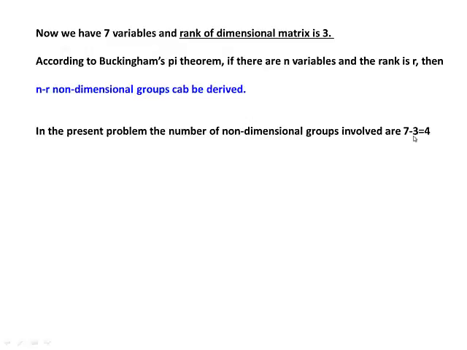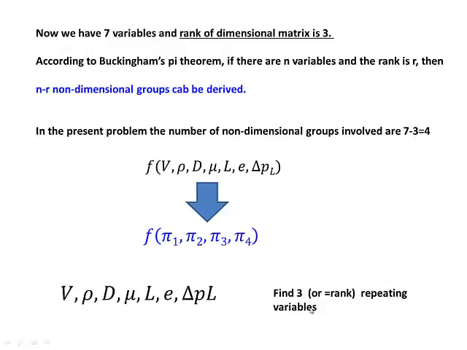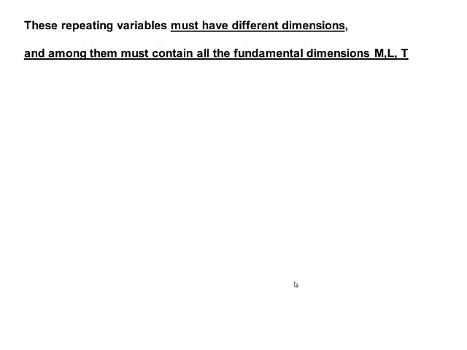The next step is to select any 3 variables as repeating variables from the 7 variables involved in the problem. The number of repeating variables to be used is equal to the rank of the dimensional matrix. These variables will be repeated in all of the non-dimensional groups pi 1 to pi 4. Now we discuss how we select these repeating variables. The thumb rule is that the repeating variables must have different dimensions and among them must contain all the fundamental dimensions M, L and T.